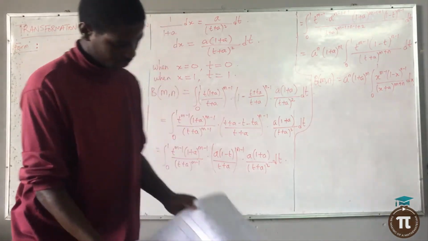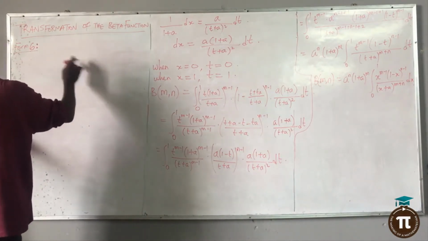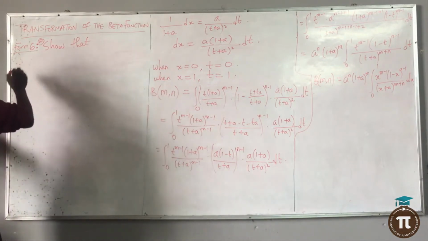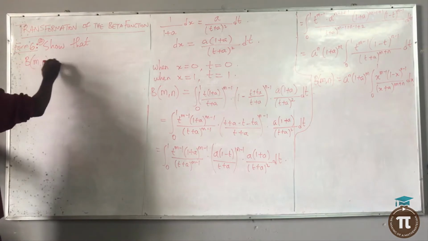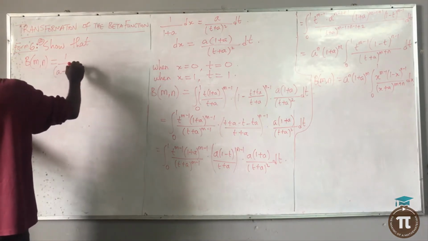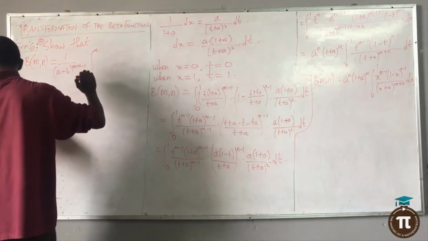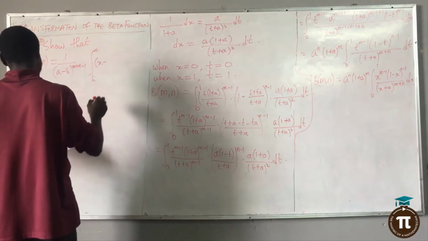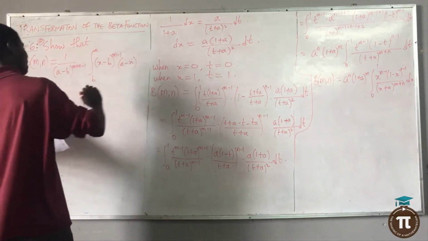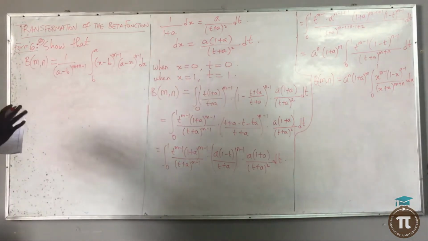So from 6, is saying that show that 6a show that beta of m comma n is equal to 1 over a minus b raised to the power of n plus n minus 1 integral of from b to a of s minus b raised to the power of m minus 1, a minus s of n minus 1 ds. That is what I have first.